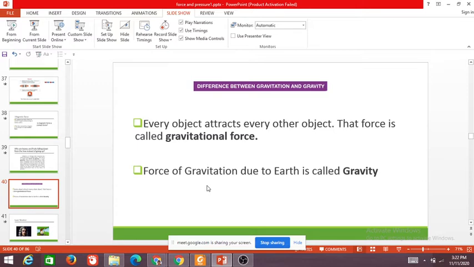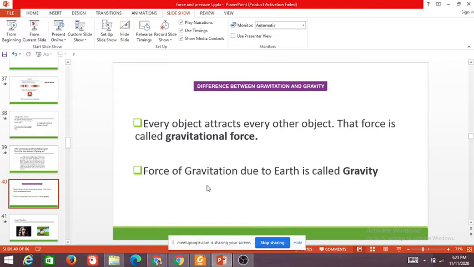One force is the attractive force of Earth. We call it gravity, force of gravity. And for gravitation, we can say that every object is attracting every other object. Maybe its magnitude is very small, so we are not seeing that. Like, we cannot physically see a phone here and a bottle here attracting each other, but there is some amount of attractive force between them. Okay, so note this point: every object attracts every other object, and that force is called gravitational force.